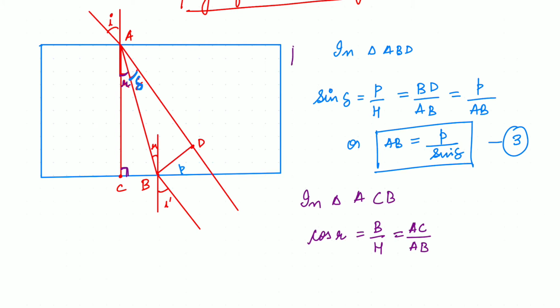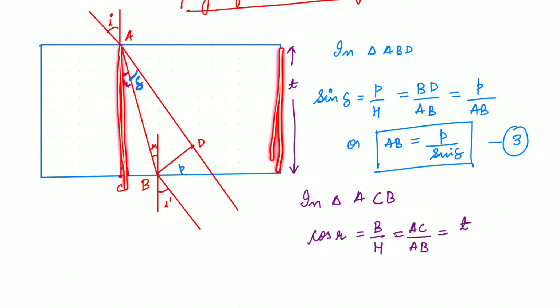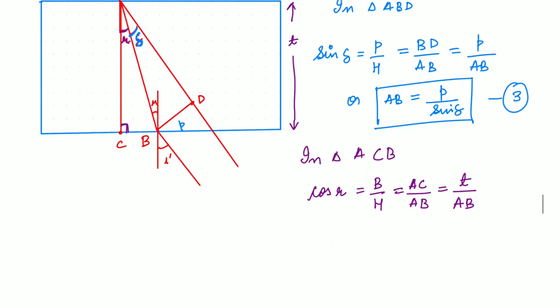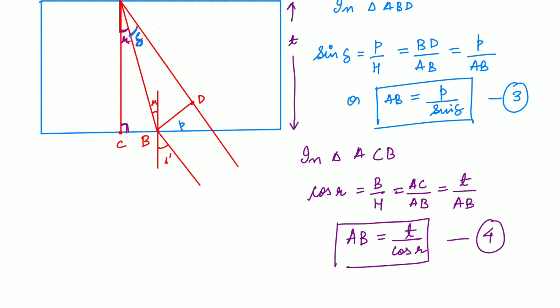Now we already know this has a thickness of T. Now AC is basically the thickness, because you can see this thickness and this is perpendicular, so these two lengths will be equal. T upon AC. Now AC is something which we do not know, so I can simply write here, my AB is equal to T upon cos R. Again, this is equation number 4.